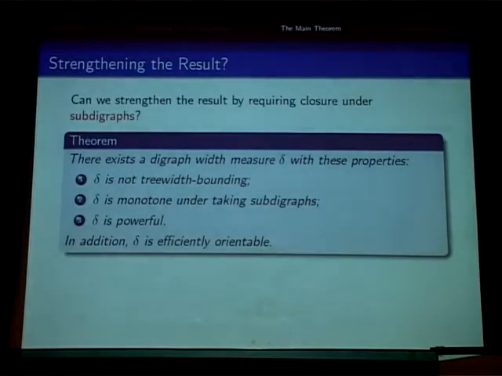So we just saw that we can take away efficient orientability, and we have a strengthening of the result. Can we strengthen the result even further? In particular, can we strengthen the result by demanding closure under subdigraphs instead of directed topological minors? This doesn't seem to be true, because we show the existence of an artificial width measure which satisfies all these properties. It's not tree-width bounding, it's closed under taking subdigraphs, it's powerful. In fact, the delta that we construct is also efficiently orientable. So it doesn't seem that you can strengthen the result any further.